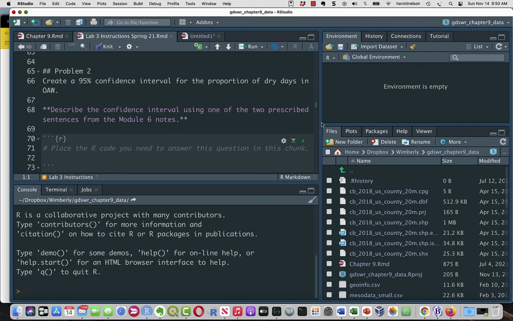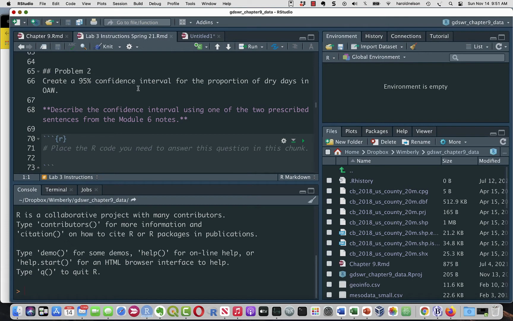Okay, the important thing about doing Lab 3 is to recognize the relationship between the actual Lab 3 and Lab 3 practice. So problem 1 is actually the same thing that you did in Lab 2, identify the types of the variables in the data frame.